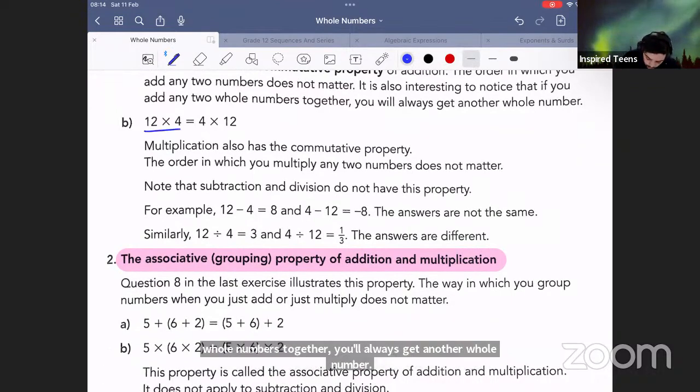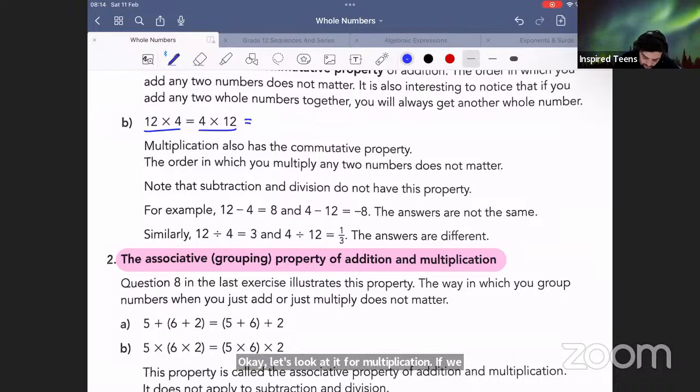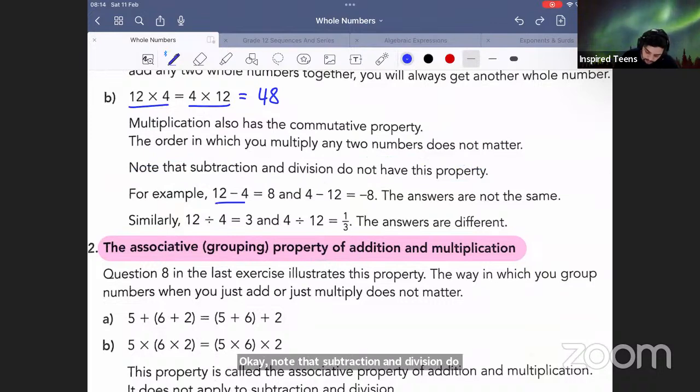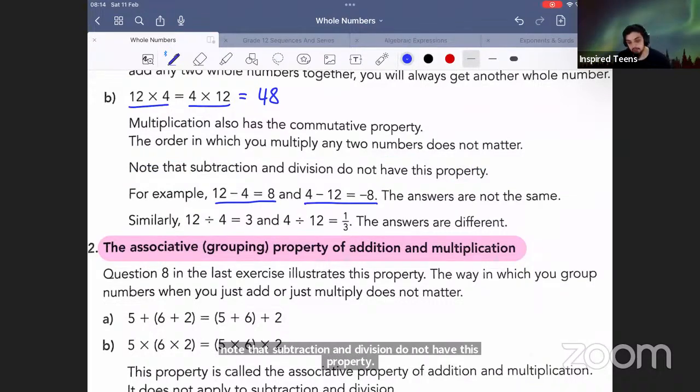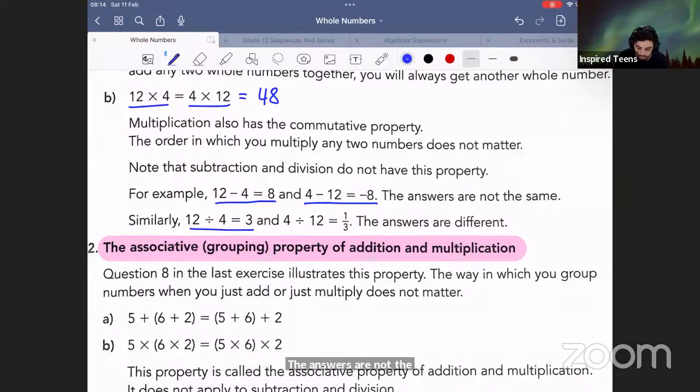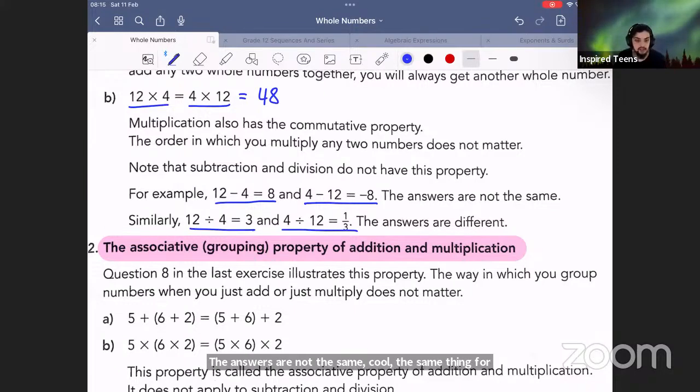Let's look at it for multiplication. If we say 12 times 4 or 4 times 12, it doesn't matter, because we're going to get the same answer, which is 48. So multiplication also has the commutative property. Note that subtraction and division do not have this property. 12 minus 4 is equal to 8, but 4 minus 12 is equal to negative 8. The answers are not the same. The same thing for division. 12 divided by 4 is 3, but 4 divided by 12 is 1 over 3. The answers are different. So subtraction and division do not have the commutative property.